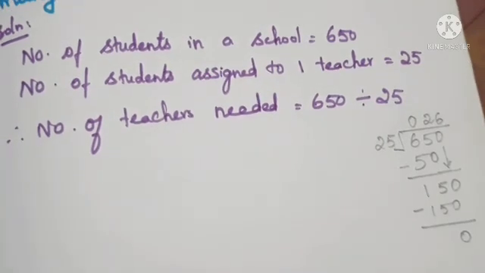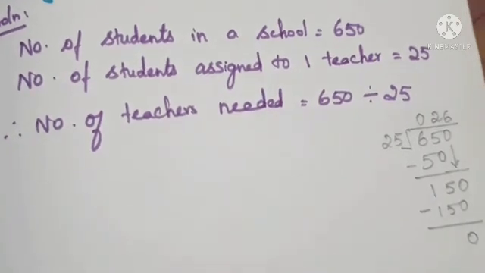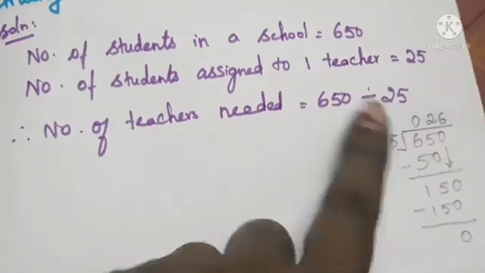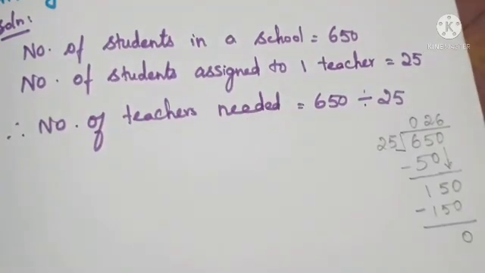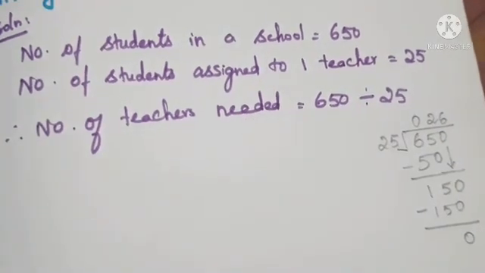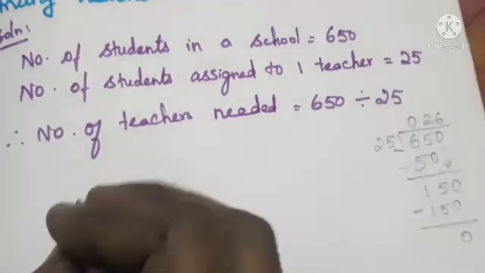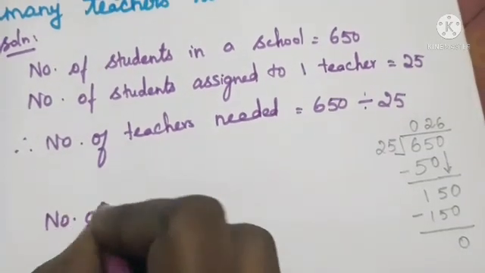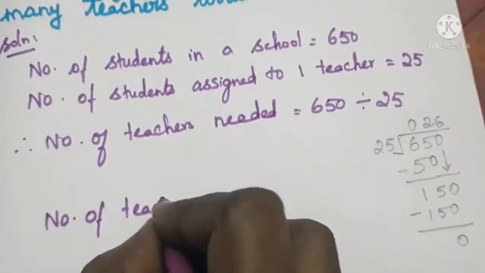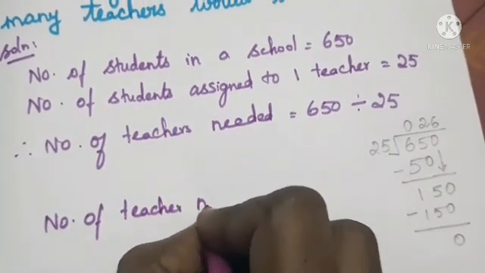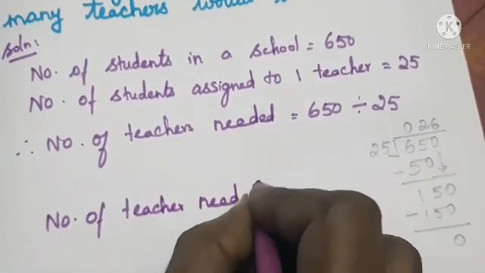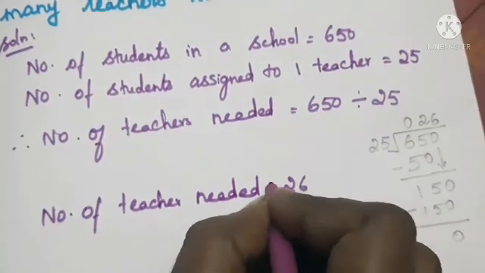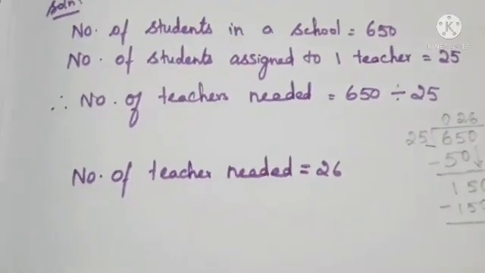From here we come to know that there are 26 teachers needed to assign the 650 students. So we can write the answer as number of teachers. They asked to find out the number of teachers needed, so number of teachers needed is equal to 26.